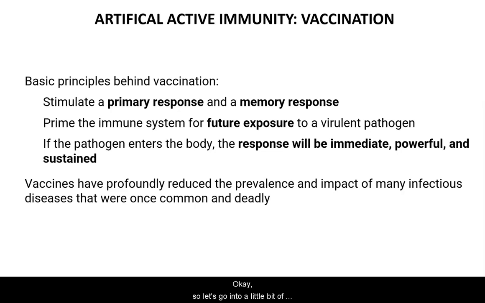Okay, so let's go into a little bit of depth over artificial active immunity, or vaccination. So the basic principles behind vaccination: you want to stimulate a primary response and a memory response. And you want this memory response because you want to prime the immune system for future exposure to that pathogen, so that when the pathogen enters the body's response is immediate, powerful, and sustained. Vaccines have profoundly reduced the prevalence of infectious diseases that were once common and deadly.